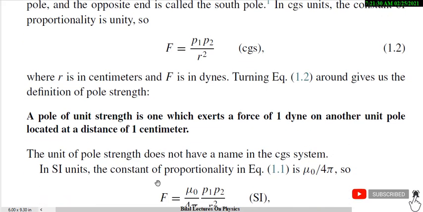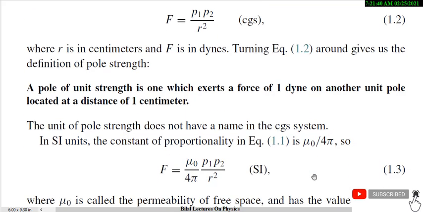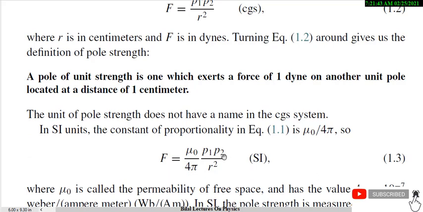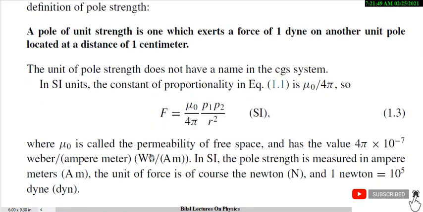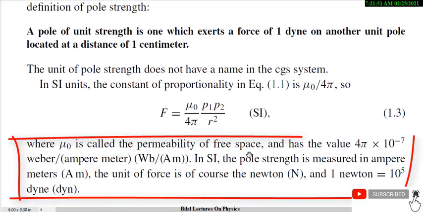In the SI system, the constant of proportionality will be equal to K, and K is equal to 1 over 4 pi mu naught, the reciprocal of 4 pi times mu naught. We will put this in after removing the proportionality sign. Here mu naught is called the permeability of free space.